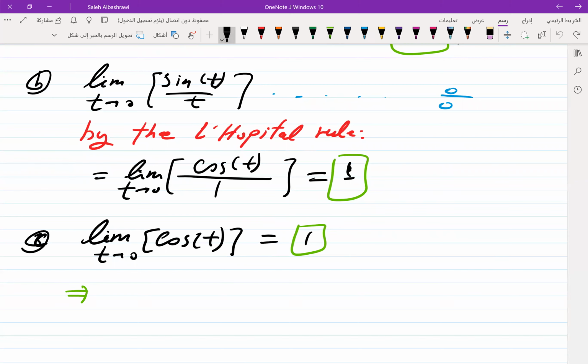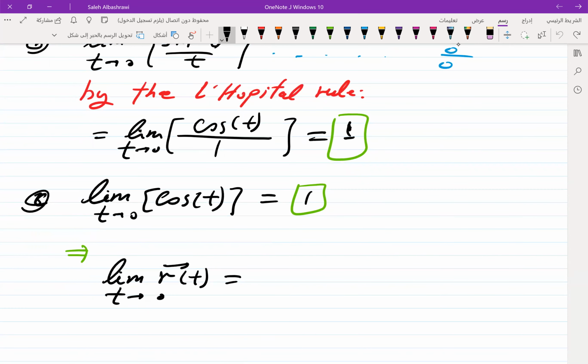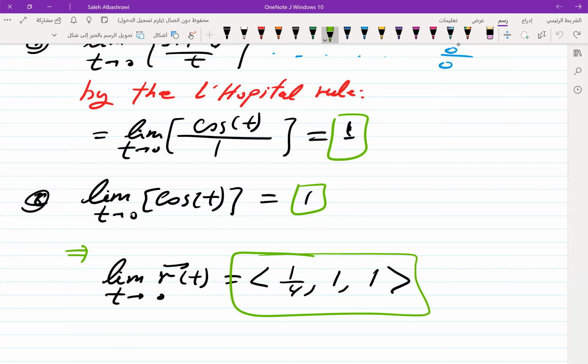So this will give me now the limit of the vector function. The first one gave me 1 over 4. The second one is 1, the third one is 1. So this is the limit of the vector function. It is 1 over 4, 1 and 1. So this is how to find the limit of a vector function.